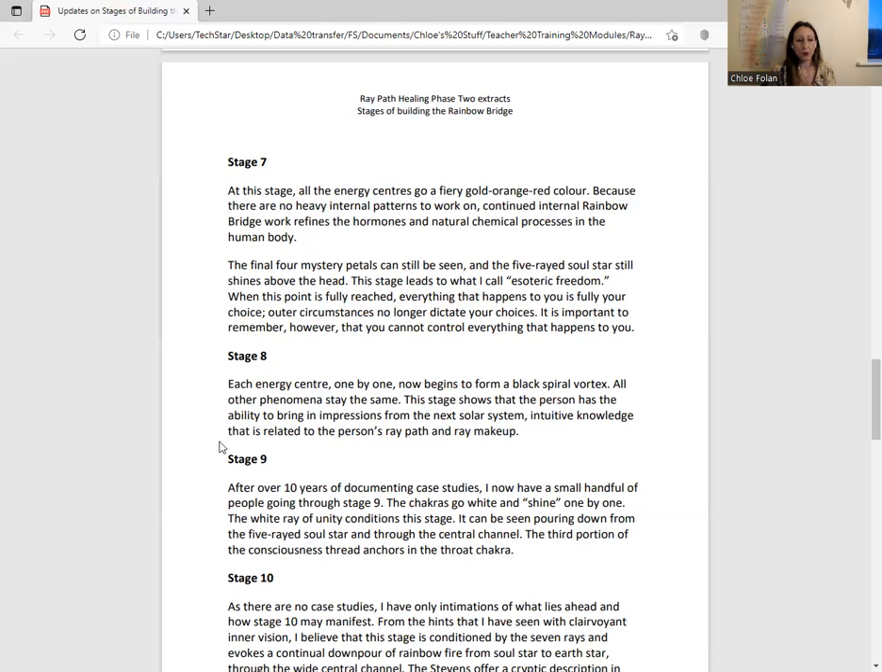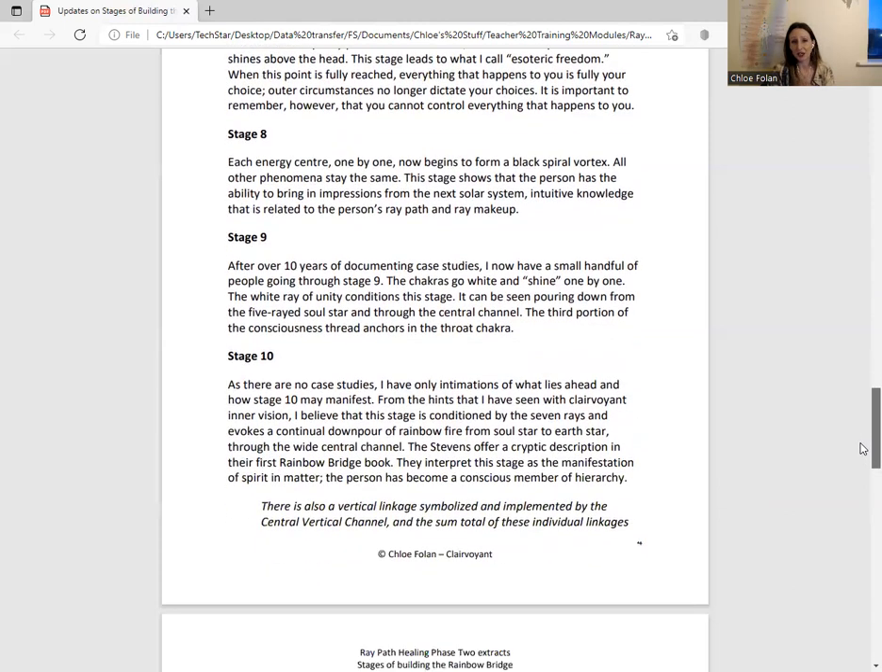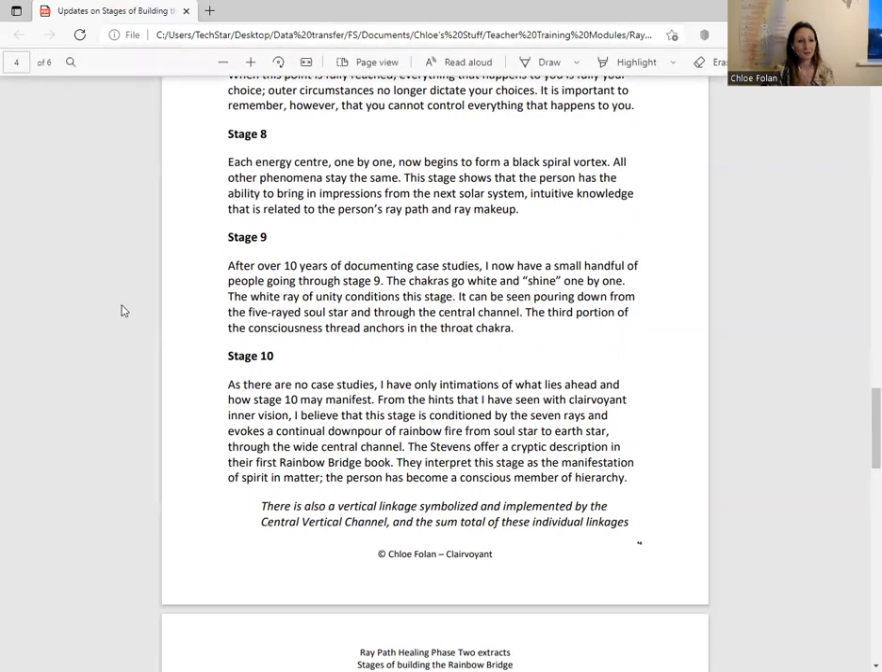So the third portion of the consciousness thread anchors in the throat. Soul to head is the first portion of the consciousness thread. The knowledge thread that builds to your ray path chakra is the second portion. Then anchoring into the throat, that's the third portion. And here we go, stage 10, because I now have people moving into stage 10 of building the rainbow bridge. Stage 10, it's amazing.